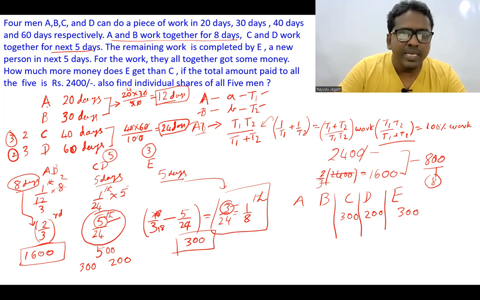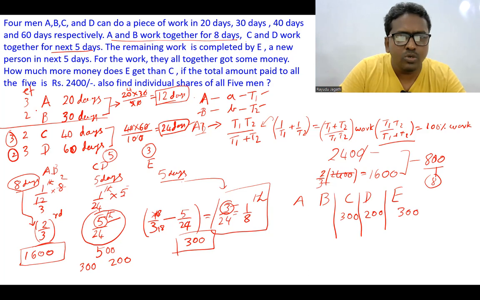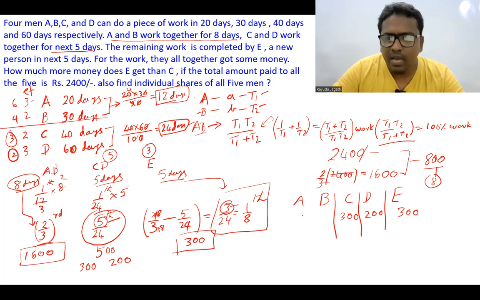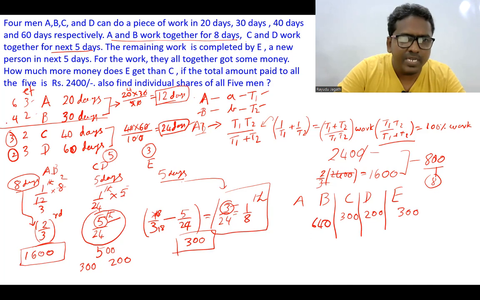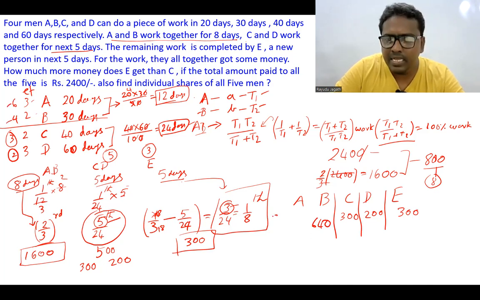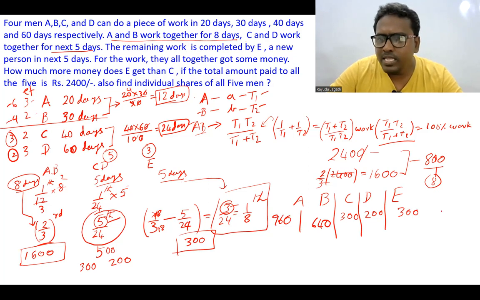Coming to A and B. A and B take 20 and 30 days. Therefore, the time ratio is 2:3, and the efficiencies of A and B independently will be 3:2. So the total 1600 has to be divided in the ratio 3:2, or 6:4. 1600 divided by 10 parts is 160. 160 into 4, 640 rupees have to be given to B, because his efficiency is less compared to A, and the remaining 960 has to be given to A. If we add all these, they come to 2400.